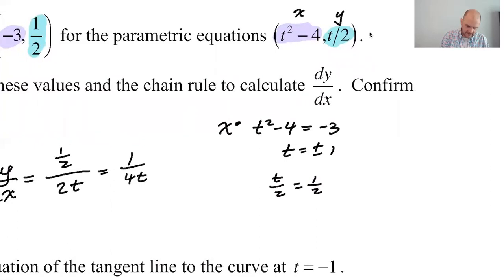Well, actually, I could write x equals -3. Let's make this look good. x equals -3 gives me this, y equals 1/2 gives me this, and this gives me that, just t equals 1.